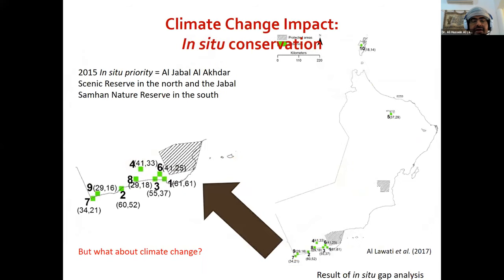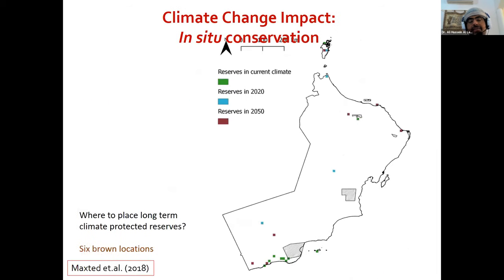If we take the impact of climate change on future protected areas or reserves for conservation, you can see that in my previous slide, we recommended a lot in the southern part of Oman, in the southern part of the Dhofar region, and some in the north. However, if we consider climate change, the picture will be different.